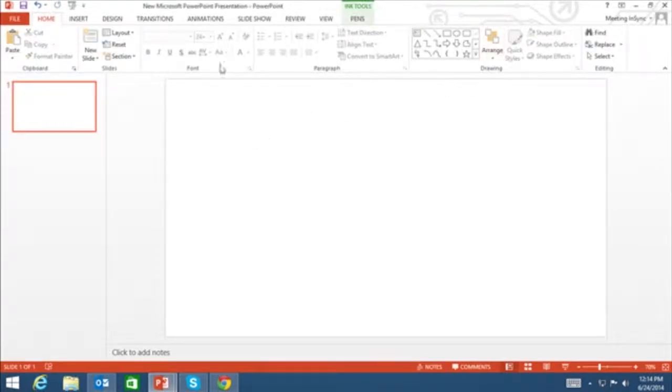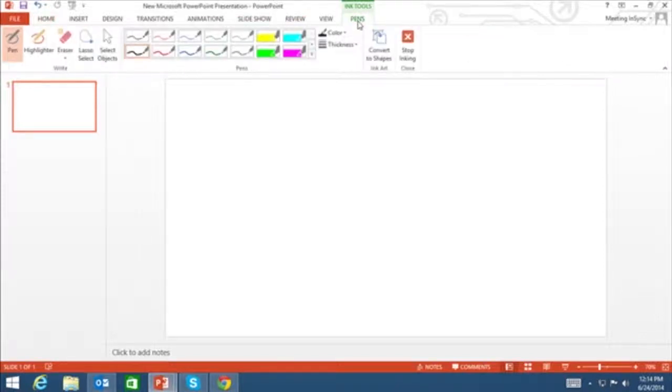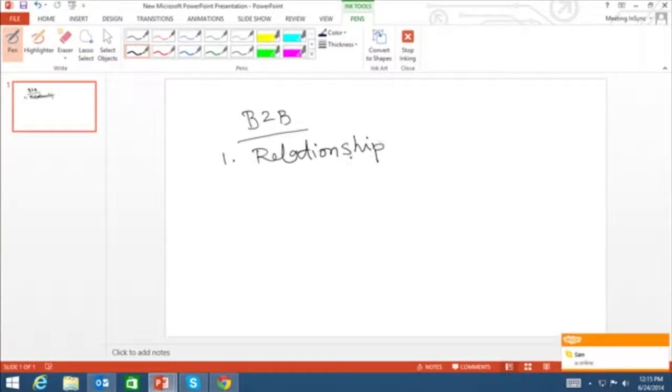So let's start with B2B. First point he mentioned, one, relationship driven. What kind of relationship? It's typically a professional relationship. B2B means business to business. When we talk about business to business, that means one company is selling, another company is buying.